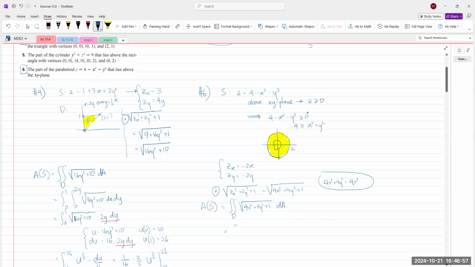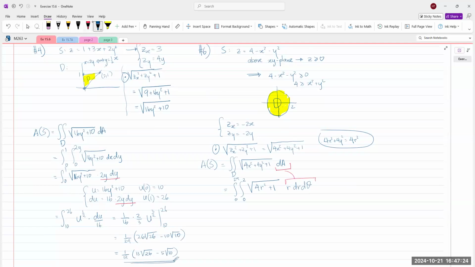So I can change this into a polar integral from 0 to 2 pi, integral from 0 to 2, square root of 4r squared plus 1. As for the dA, it becomes r dr d theta. I hope you remember this. This guy becomes this guy, which happens to be something we need with the r.